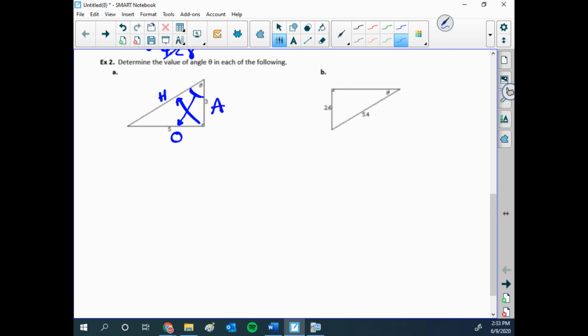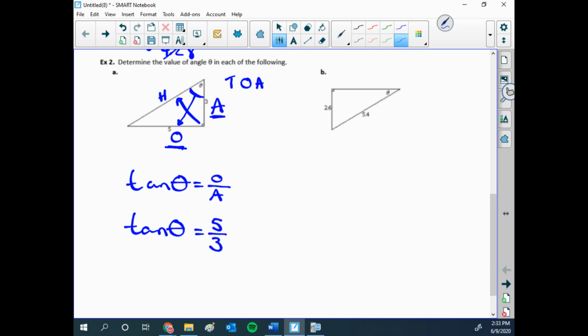So what letters do I have? I have O and I have A. So I have O and A, which means I'm going to use TOA to help me solve this time. So tan theta equals O over A. So if I substitute into here, tan theta equals O, which is 5, over A, which is 3. Now I'm trying to solve for theta.